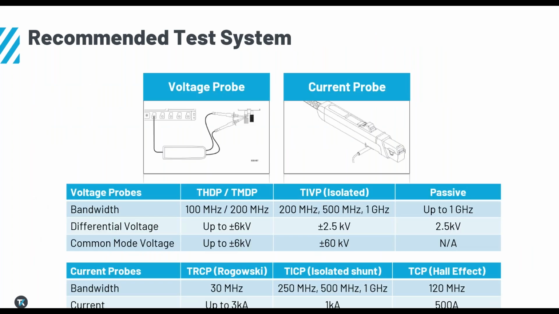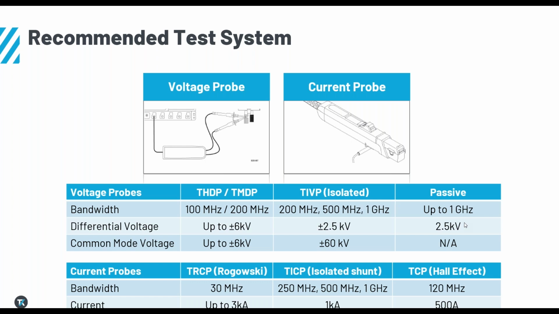So just a couple ideas on voltage probes. The high voltage differential, which we call THDP or TMDP. We have up to 200 megahertz and ratings up to 6 kV, both common mode and differential. We do have some isolated probes that are up to 1 gigahertz. They're significantly higher in common mode voltage, up to 60 kV, and differentially at 2.5 kV. And then our passive probes, as we mentioned, used to be 500 volts was the max. We have new innovative TPP probes up to 1 gigahertz with pretty low loading. And that shouldn't be differential voltage there, but single-ended voltage will be up to 2.5 kV.